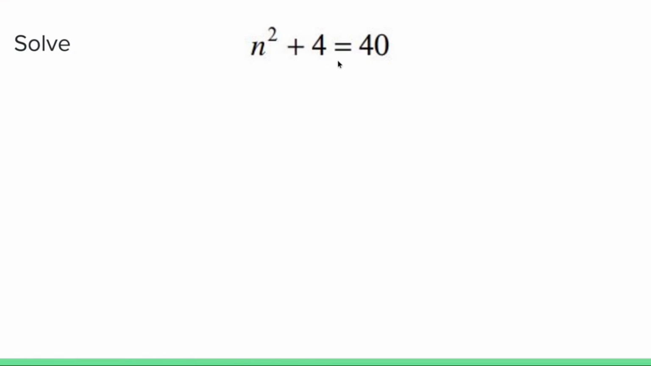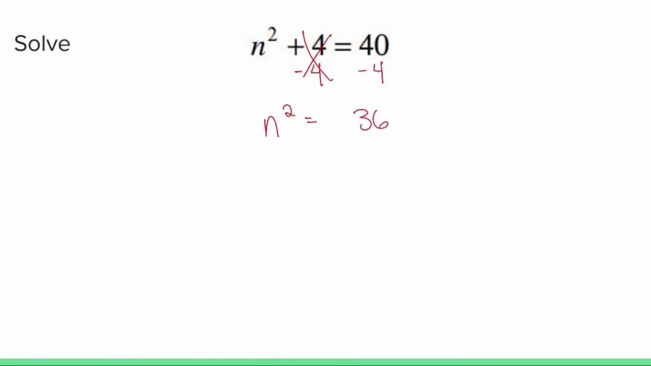Solve n squared plus 4 equals 40. Well, we need to get n all by itself. There's a squared and there's a 4 floating around. Let's get rid of that 4 by subtracting him from both sides. Him or her from both sides. Pardon me, I didn't mean to assume. N squared is now going to equal 36.